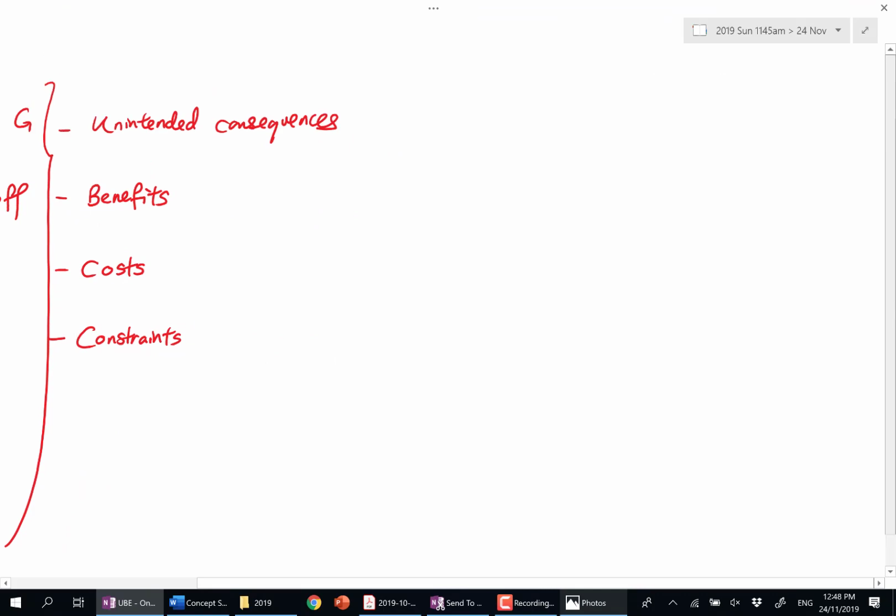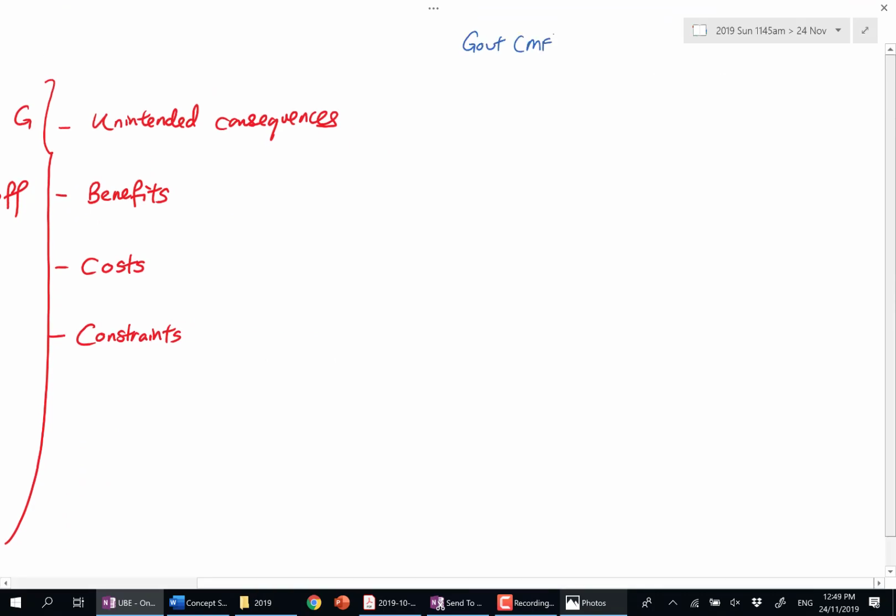UBCC is simple if the question is about a government from a market failure perspective. The benefits will be how it addresses or improves efficiency and equity, aka benefits of government intervention.